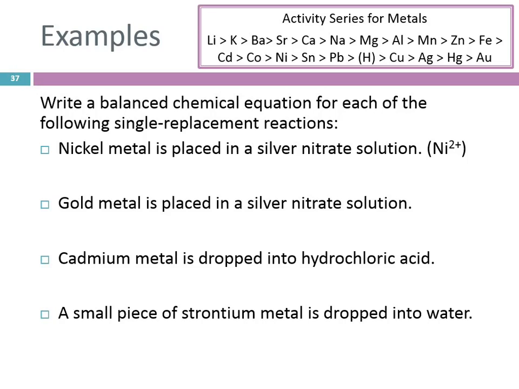So gold metal is placed in a silver nitrate solution. We don't need to mess around with state symbols. Gold plus silver nitrate. What is the charge on the silver ion? +1. And so nitrate is -1. So AgNO3. And we need to predict if this is going to react or not. Here's silver, and there's gold. Nothing's going to happen. No reaction.